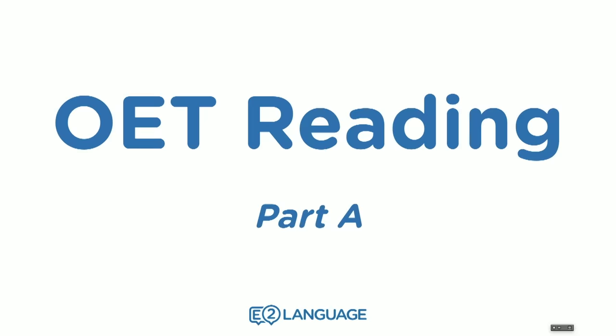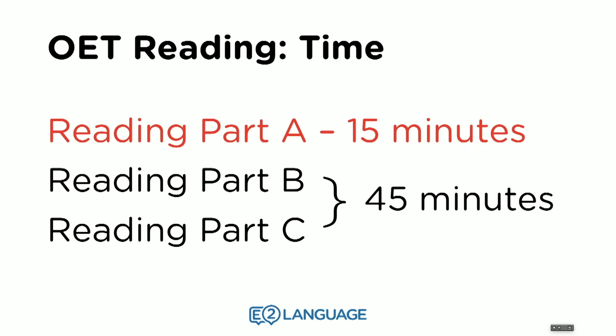What we're going to do in this live class is look at the new Reading Part A subtest for the OET, okay? So this is OET Reading Part A. This particular subtest is taken separately to B and C. So you get 15 minutes for Reading Part A, then they will collect the question booklets from you, then you will do Reading Part B and C together in 45 minutes.